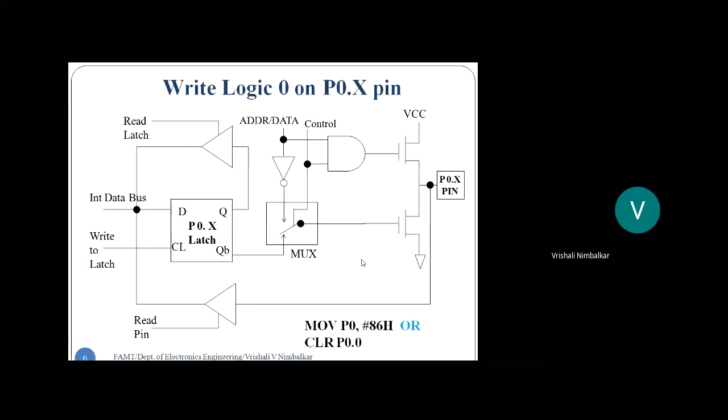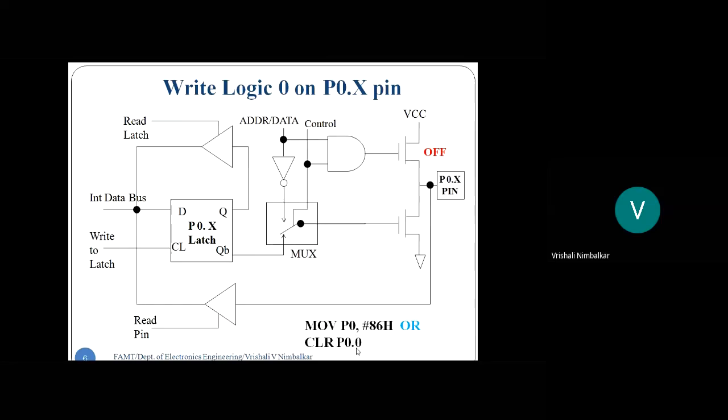And then we saw how, whenever the port functions as an IO port, the upper MOSFET, see here towards the pin side, we have 2 MOSFETs. One MOSFET is connected to VCC, the other MOSFET is connected to ground. Whenever the pin functions as an input-output pin, the upper MOSFET is always off. And when the microcontroller executes an instruction, see the instructions written below, MOV P0, #86H, or the other instruction, CLR P0.0. If I assume this is the P0.0 pin, what is the execution of the instruction?